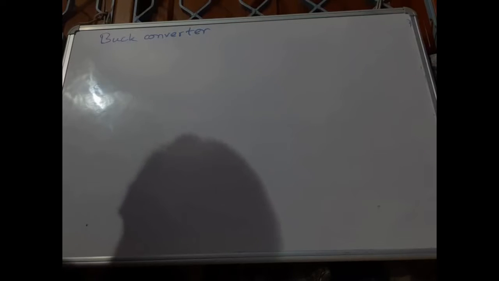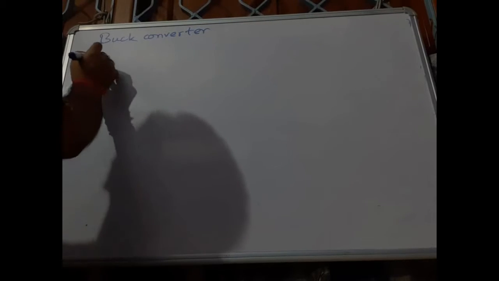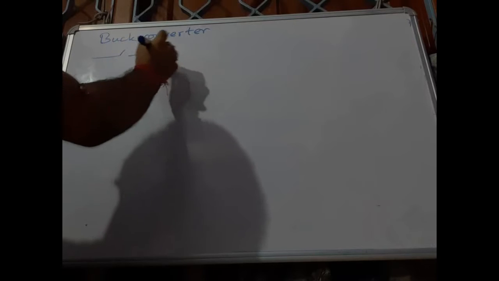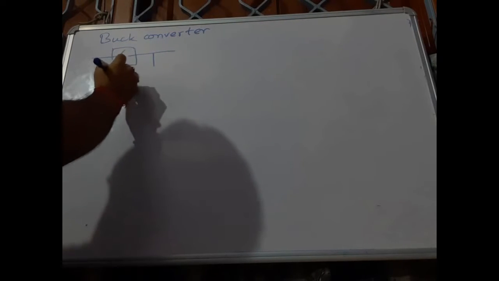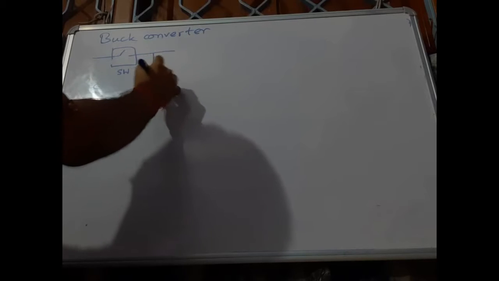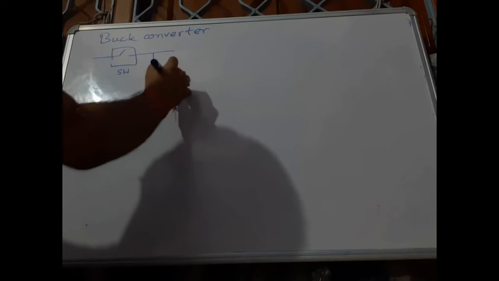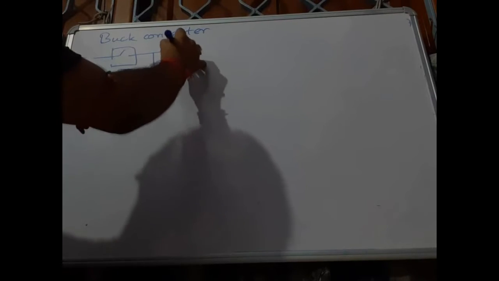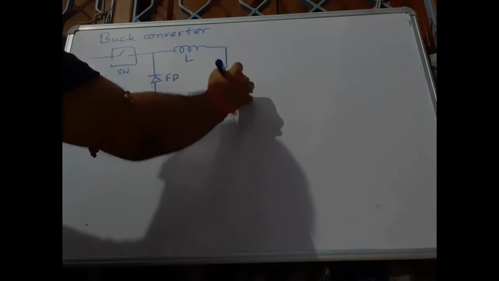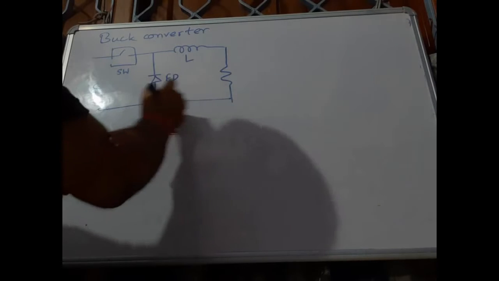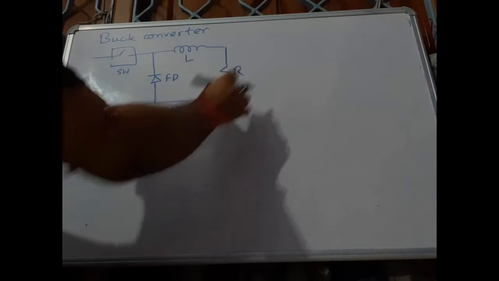Okay, in this tutorial we will learn about the buck converter. You know the buck converter circuit is like this. We have a switch and we have a free wheel diode here, say FD. And we have an inductor, say L, and say there is a load or R load.